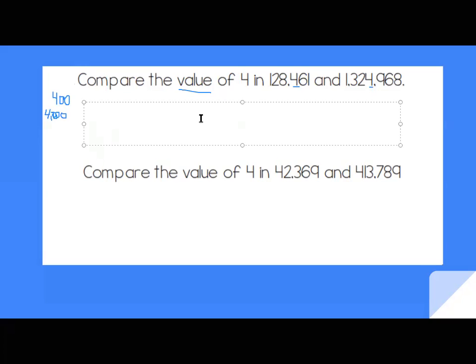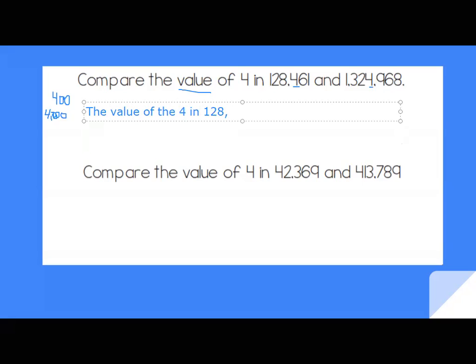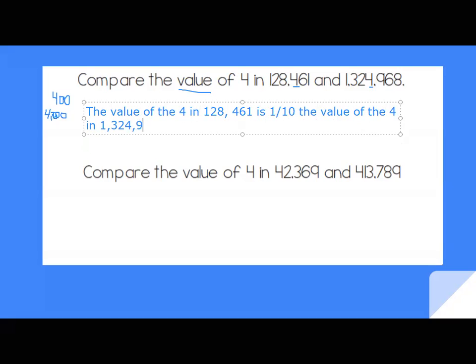All right, 400 is less than, and if we look, the 4s are just one place value apart. So that means that 400 is 1/10 the value of the 4 in 4,000. So we can say the value of the 4 in 128,461 is 1/10 the value of the 4 in 1,324,968.